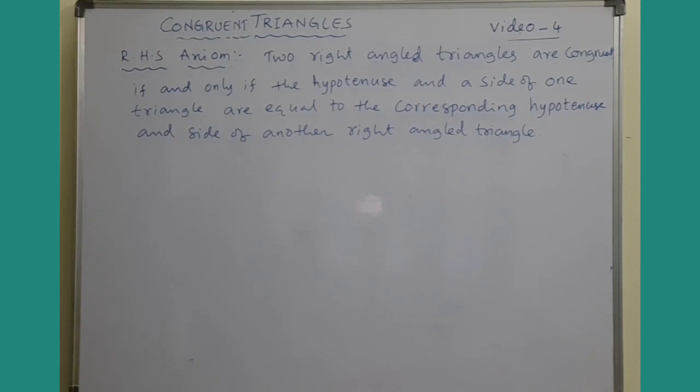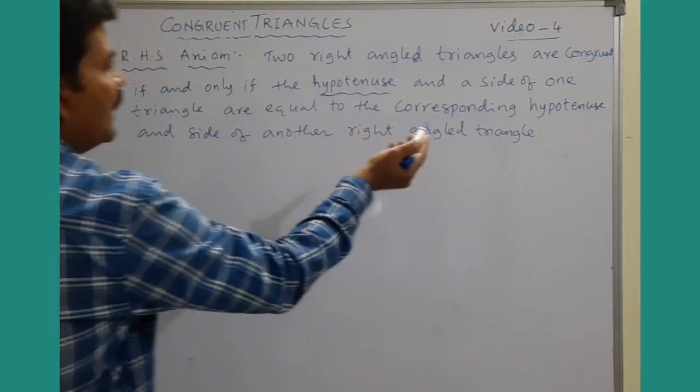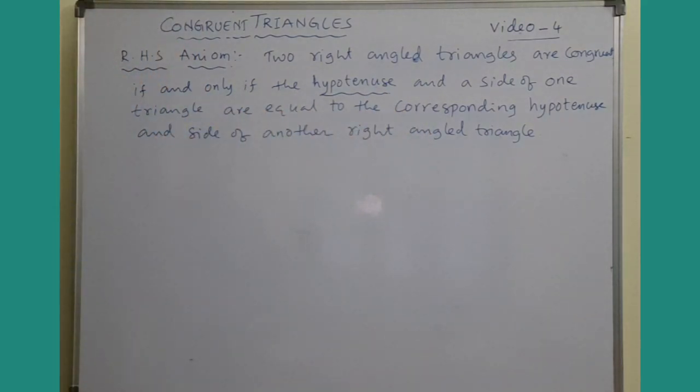So coming to the RHS axiom. This axiom is especially to prove the congruency of two right-angled triangles. So coming to the statement, two right-angled triangles are congruent if and only if the hypotenuse and a side of one triangle are equal to the corresponding hypotenuse and side of another right-angled triangle.